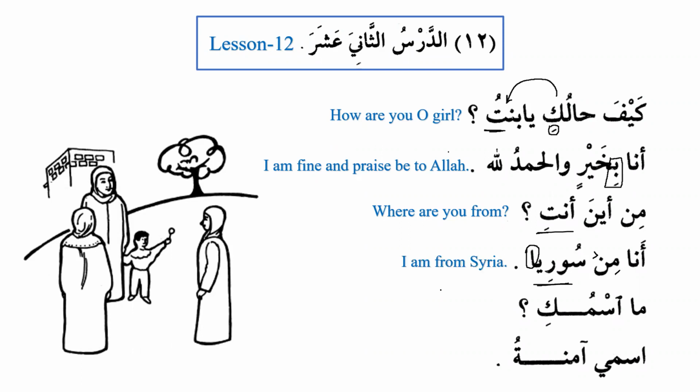Masmuki, what is your name? So now we have the introduction of the attached pronoun. If you're talking to a girl or a lady, how do we say it? We say, Masmuki, what is your name? And she says, Ismi Aminatu, my name is Amina. Now you know why Amina doesn't have tanween here. Does anyone remember why it doesn't have tanween?